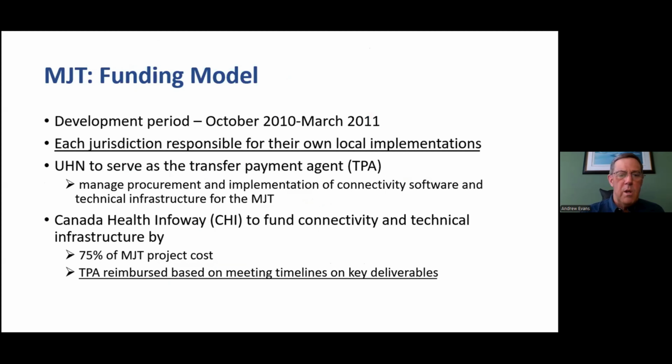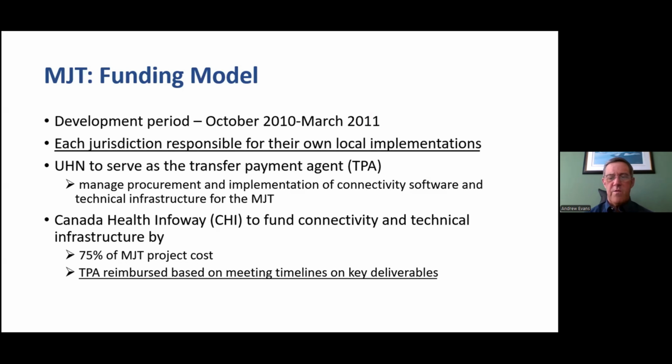We had a funding model. So there was a development period between October 2010 and March 2011. Importantly, each jurisdiction was responsible for its own local implementation. So Canada Health Infoway was not cutting checks to participating hospitals to buy scanners, etc. It was the overarching connectivity that was the key.